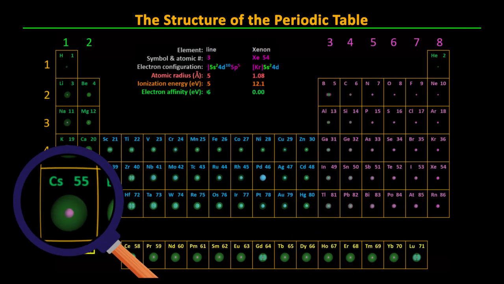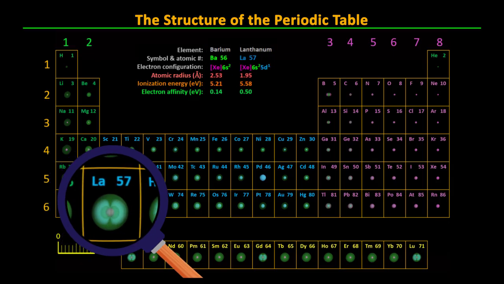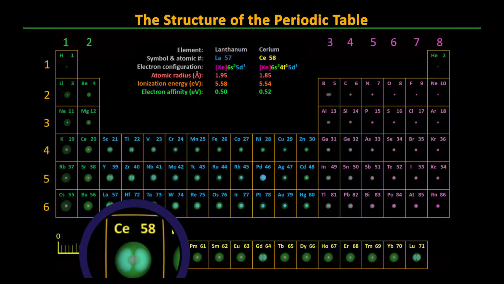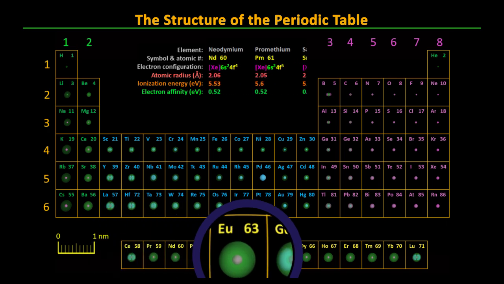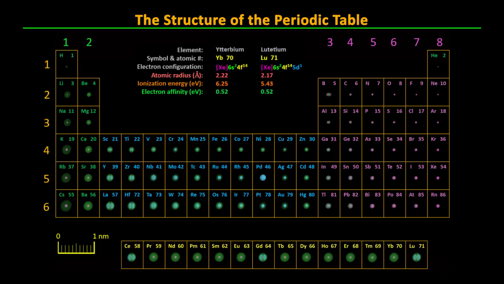As we populate the 6th row, we find that after the 6s orbitals are filled by cesium and barium, lanthanum puts an electron in the first 5d orbital. But with cerium, the 4f orbitals begin to populate and fill out what are called the lanthanide series of elements. Most times this is presented as its own row at the bottom of the periodic table. These 4f orbitals are buried deep under the n equals 6 and n equals 5 shells, so you won't see them in this plot. But this also means the f orbitals don't really participate in any chemical reactions.